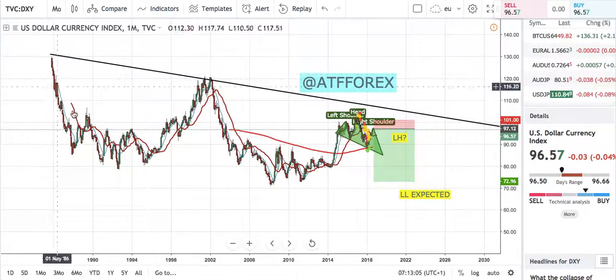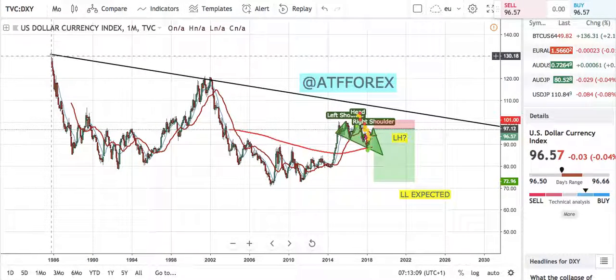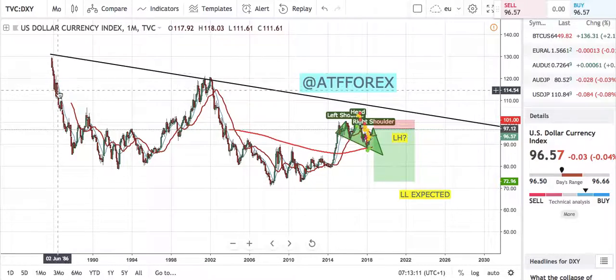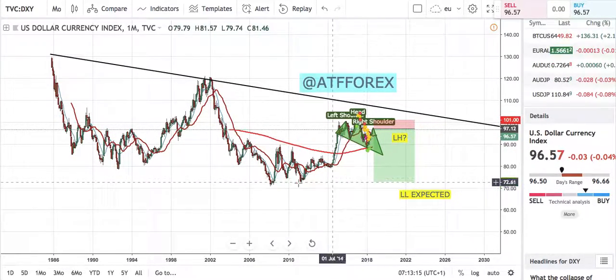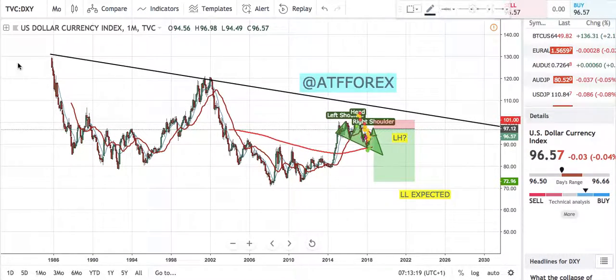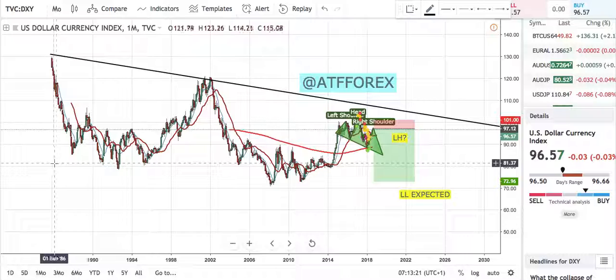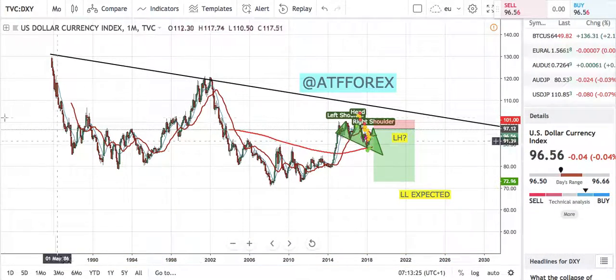What you can see here is I'm on the monthly time frame going back to 1986. Every candle represents 1 month on this chart, so we're covering nearly 20 years' worth of price action here. As you can see, we've formed a channel.